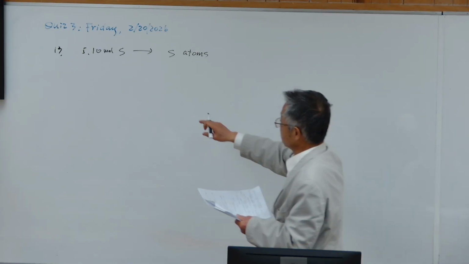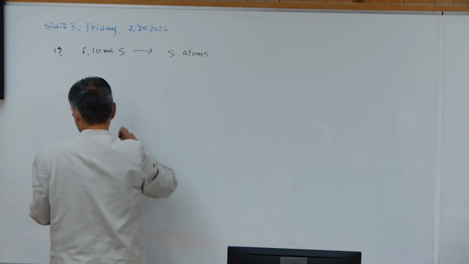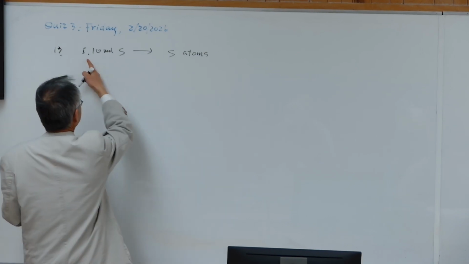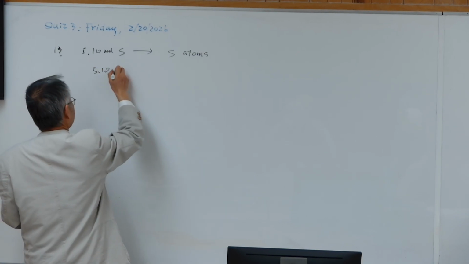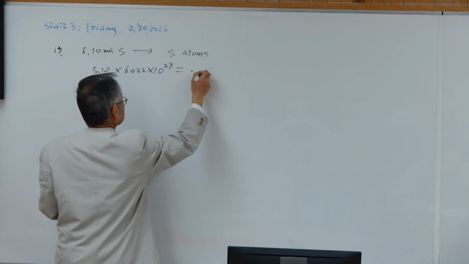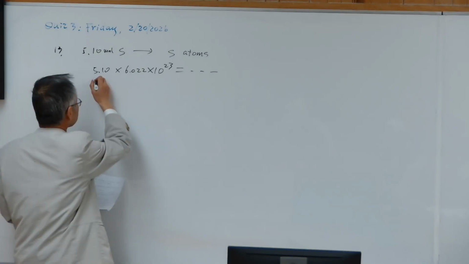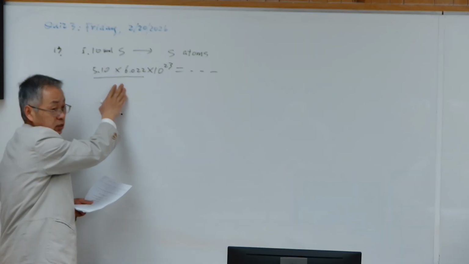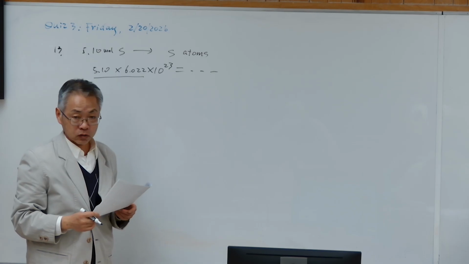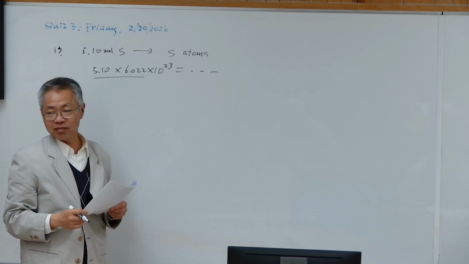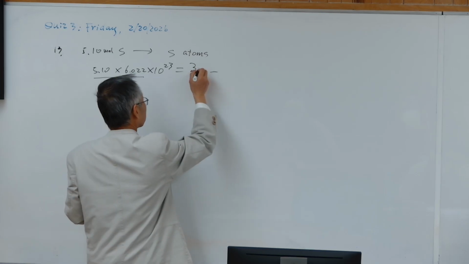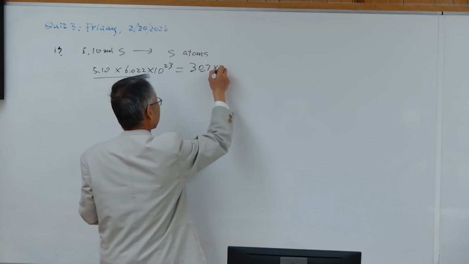So this is what we showed in last class, 5.1 moles sulfur. How many sulfur atoms? So clearly it's moles multiplied by Avogadro number. Use your calculator to figure out the regular number. The exponent number, don't put it in the calculator. It makes it easier. The calculator will give you 30.7 times 10 to the 23rd.